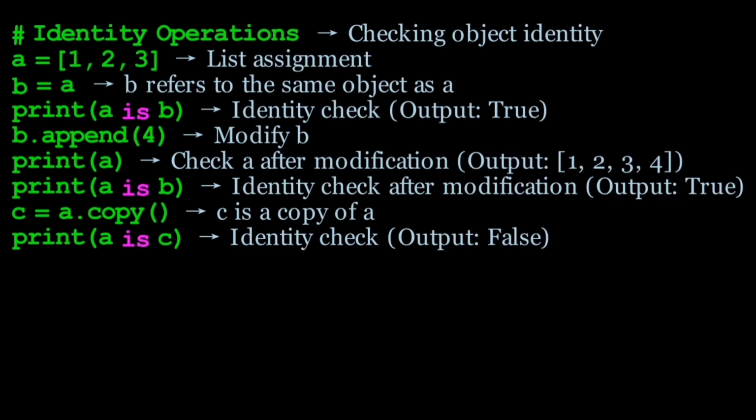When we create a copy C using the copy method, this creates a new list with the same values, but it's a different object in memory. So when we check if A is C, Python returns false.